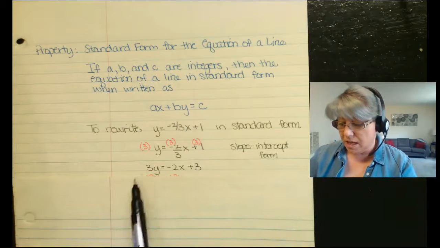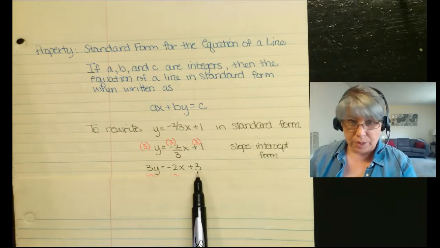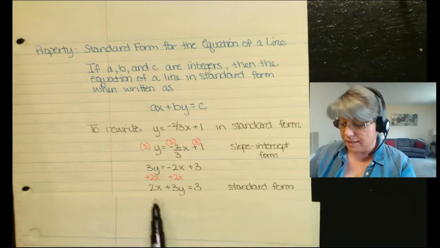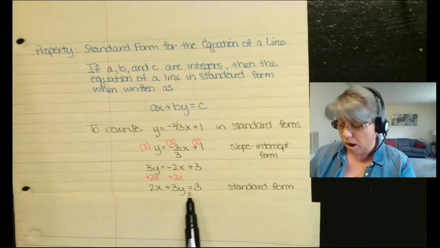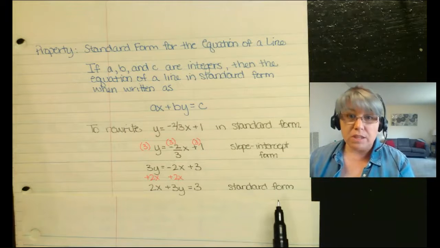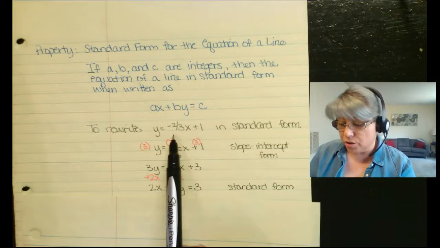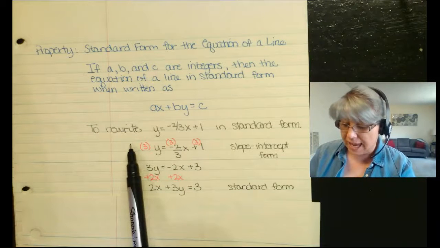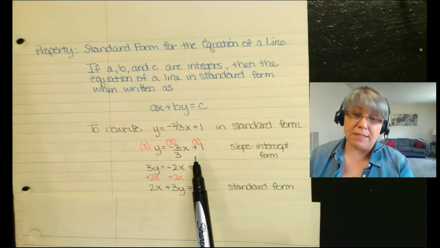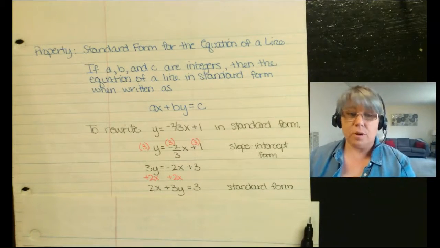That will give me 3y equals -2x plus 3. So add 2x to both sides. 2x plus 3y equals 3. That is in standard form. Remember, the numbers are integers, not fractions. I could have added 2/3 x to both sides, but then ultimately I'm still going to have to multiply by 3 because a, b, and c are integers, not fractions, at least for standard form.